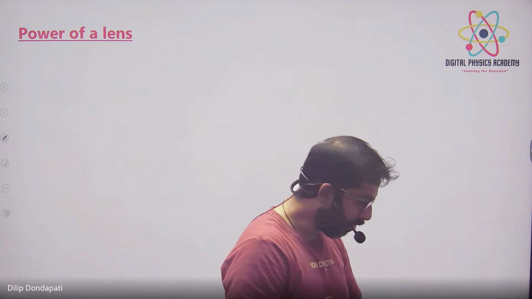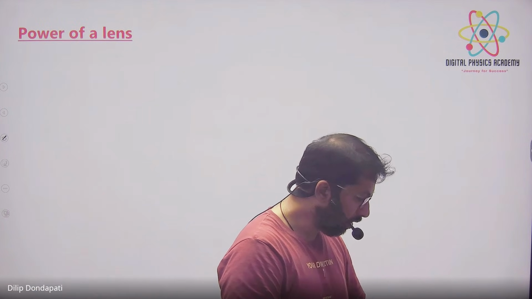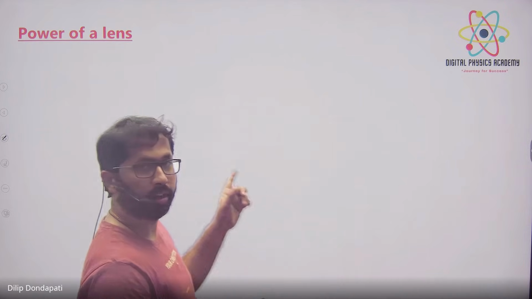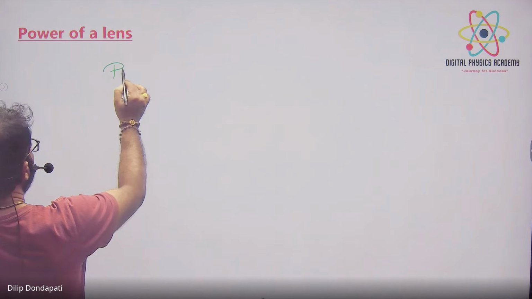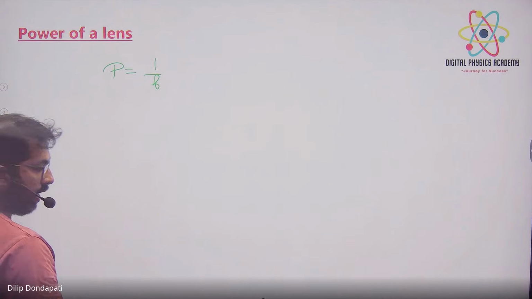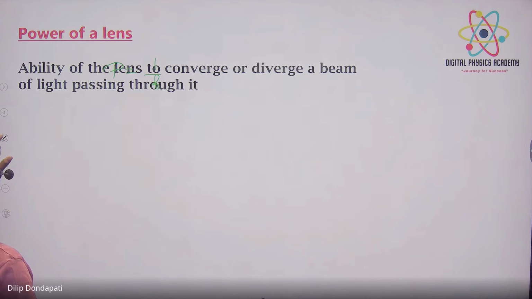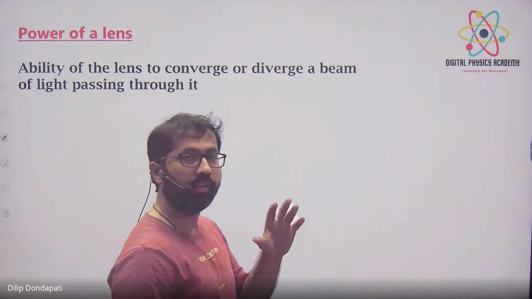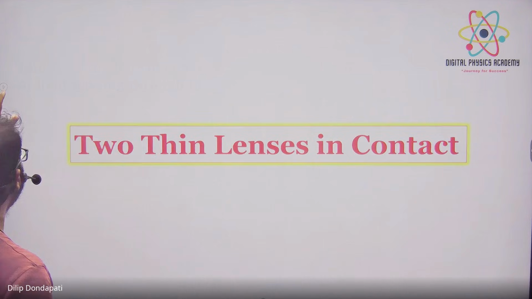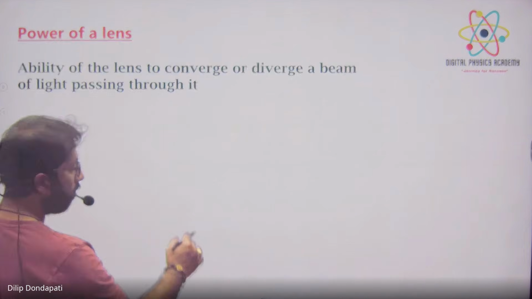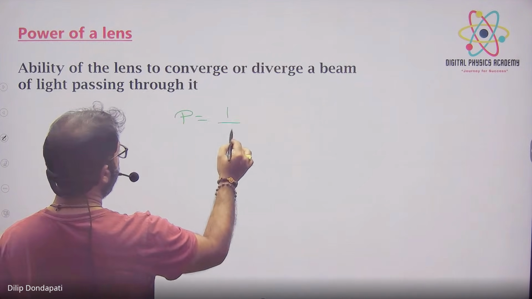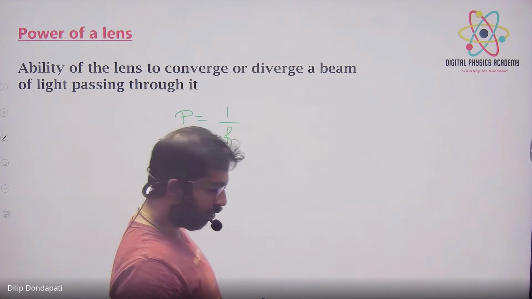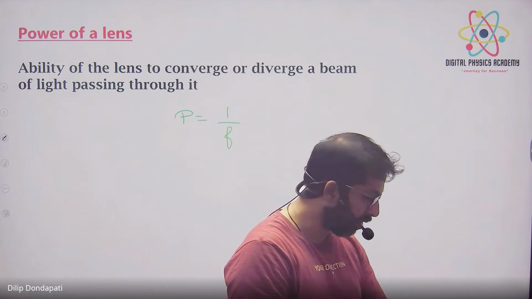Now, power of lens. Tell me, what is the formula we learned for the power of a lens? For a mirror it is minus 1 by F, right? For a lens, P equal to 1 by F. And you know the definition of the power of a lens, right? Power is the ability of the lens to converge or diverge a beam of light passing through it. How much our lens can converge or diverge is called the power of the lens. The formula is P equal to 1 by F, but for a mirror, P equal to minus 1 by F.